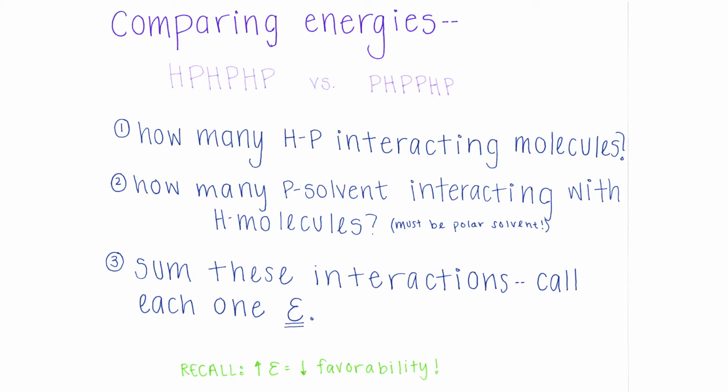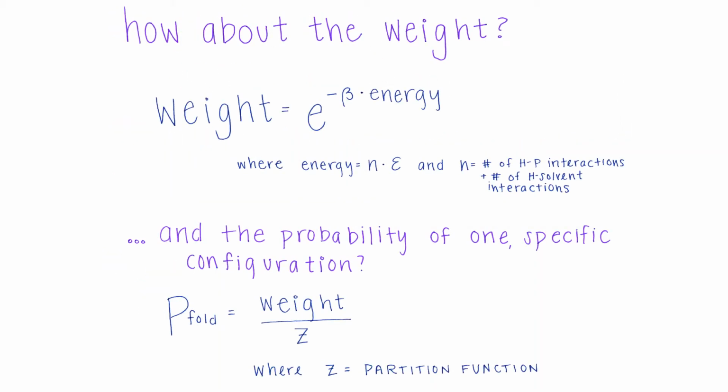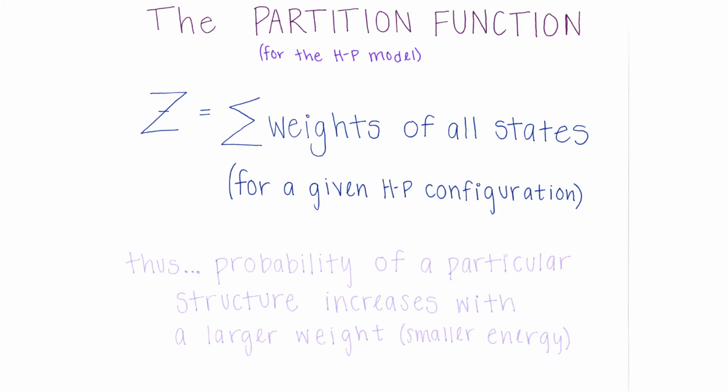First, we need to count the number of HP interacting molecules. Then, we need to consider the number of P-solvent interactions. Finally, we need to sum those interactions by giving each a free energy cost epsilon, as explained earlier. To find the probability that the protein will fold in a certain state, we will first calculate the weight of the state in question, given by the equation here, and then divide by the grand partition function, Z. The grand partition function is simply the sum of the weights of every state.